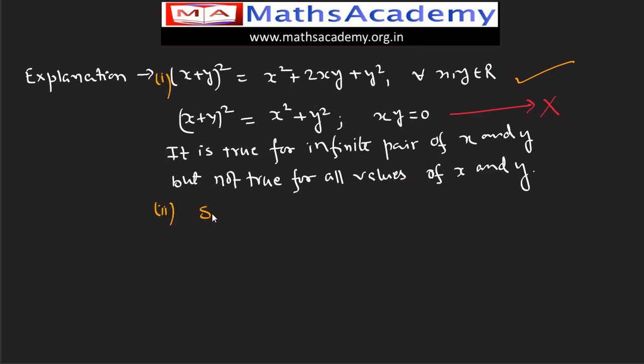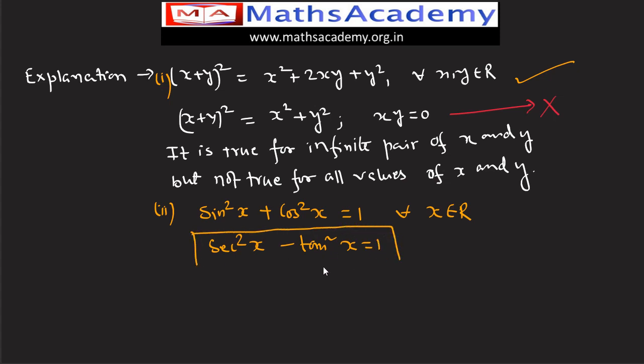Now consider one more example from trigonometry. We know sine square x plus cos square x is equal to 1, and it is true for all values of x belonging to real numbers, whereas sec square x minus tan square x is also 1. Now the question is, is it true for all values of x? If I consider x as an odd multiple of 90 degrees, does it hold? The answer is simply no. Odd multiples of 90 degrees do not satisfy it.